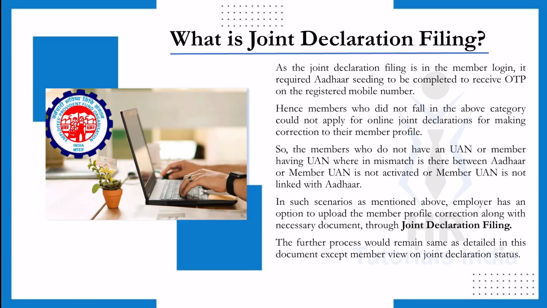By filing the joint declaration form, the employer will help the employee in making corrections like name, date of birth, or other details which are mismatched with the Aadhaar number or UAN number. Once the mismatch is rectified and approved by the field officer of PF, the corrections will be done, and then the employee can log in to the UAN number and activate it, and then they can do the remaining things because the UAN will be activated.